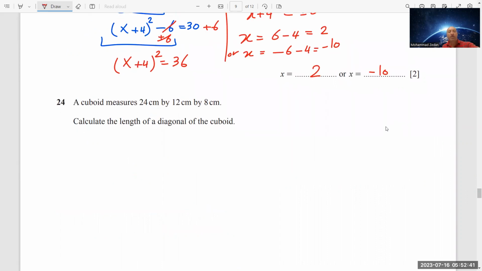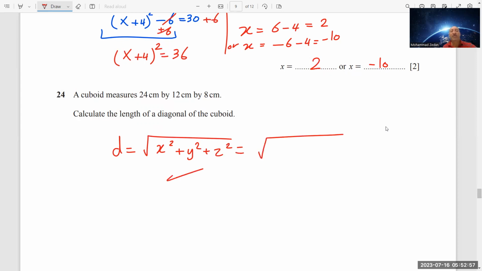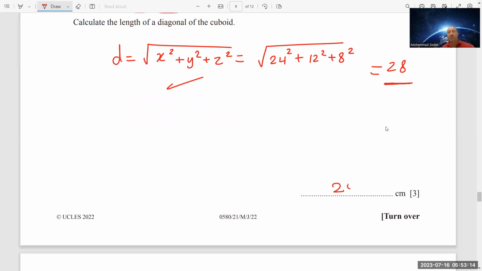A cuboid measures 24 centimeters by 12 centimeters by 8 centimeters. Calculate the length of the diagonal. The diagonal of the cuboid is simply the square root of its dimensions, x squared plus y squared plus z squared. This is applying the Pythagorean theorem twice to get this form. So 24 squared plus 12 squared plus 8 squared. Use a calculator to solve this expression. You will get 28. As you see, the diagonal is longer than any of the given dimensions. This is really true for a cuboid.